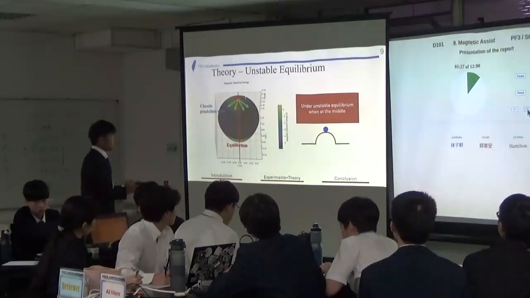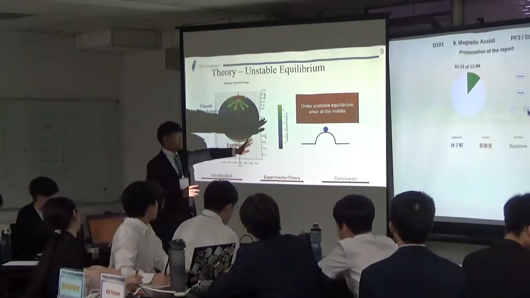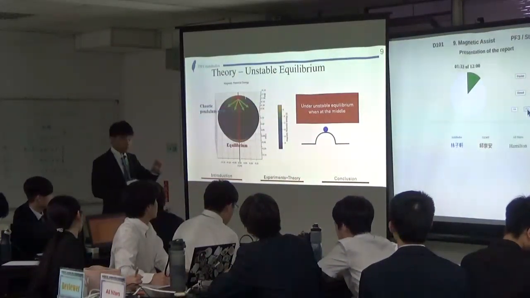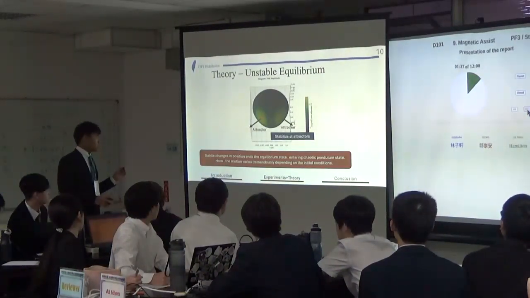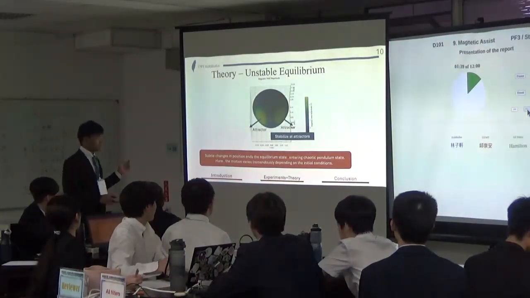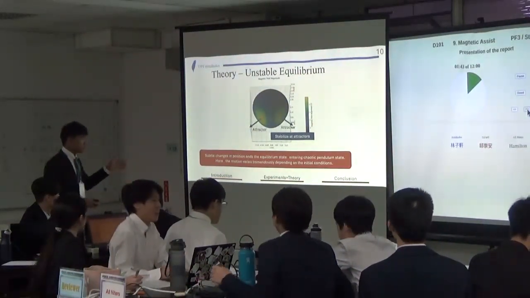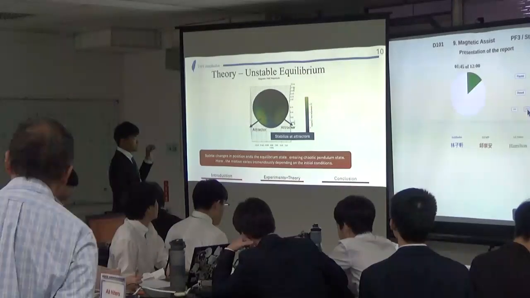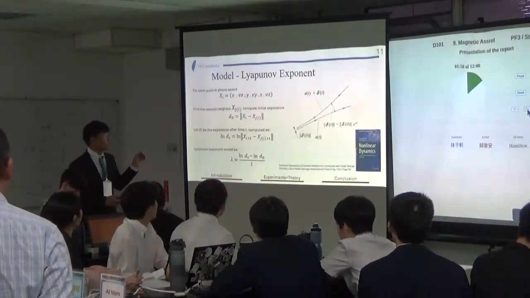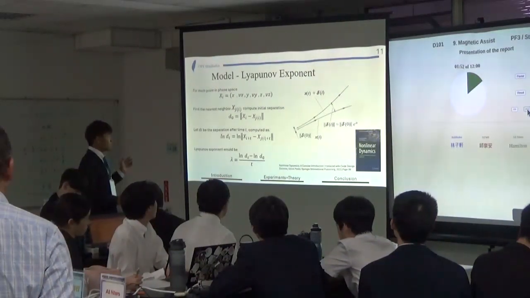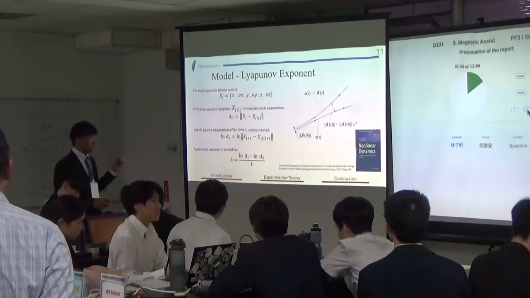We can see that it is under unstable equilibrium when it is in the middle, so it could be moving this way or moving that way. So the change is in the equilibrium state, and then the chaotic resonant state is here. The motion is very different depending on the initial conditions. So this is the Lyapunov exponent, which is used to analyze the motion scale.